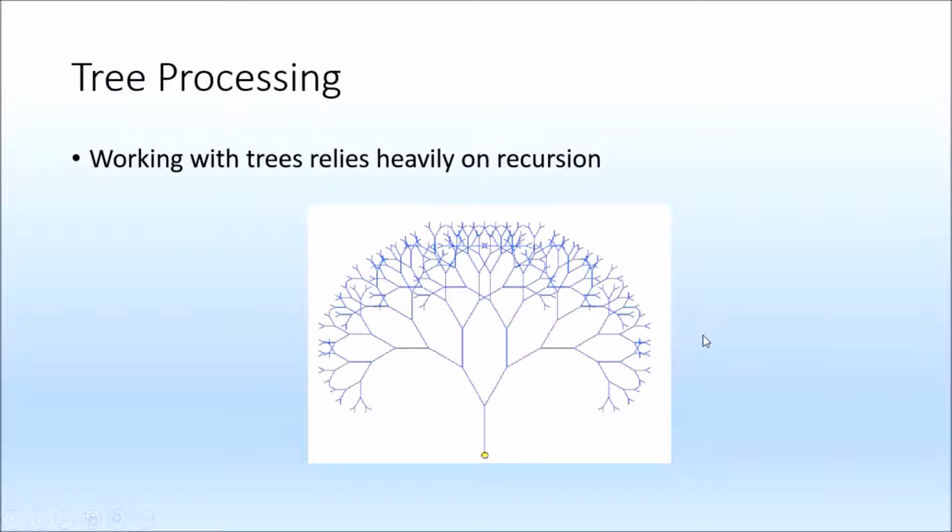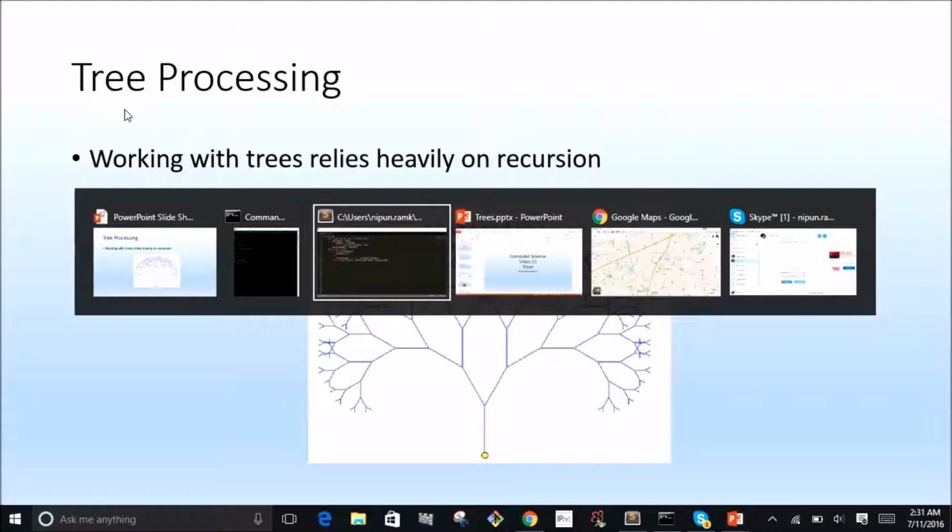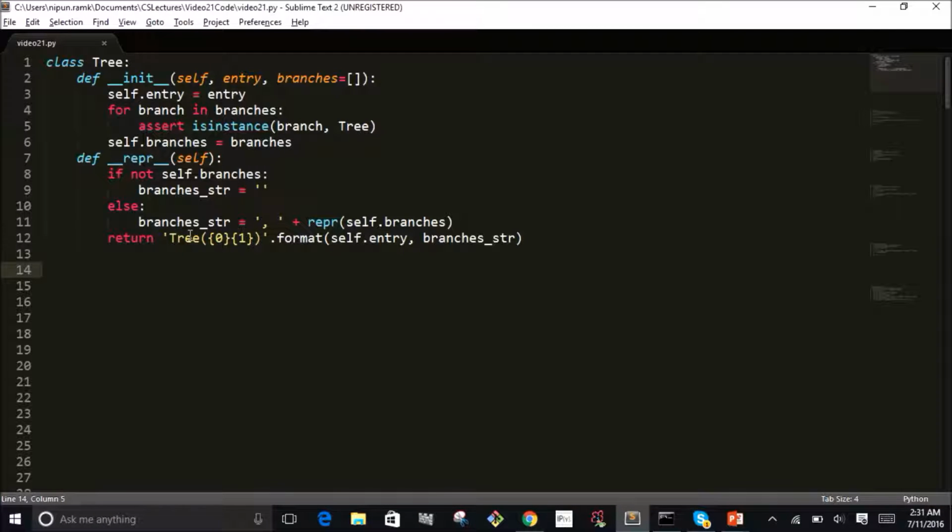So let me get rid of that pen. And now we're just going to work on tree processing. What we mean by tree processing is working with problems that relate to trees. And working with trees actually relies heavily on recursion, because at the end of the day, every single branch of a tree is also a tree. So we can use that to our advantage, because every branch is a simpler problem of the entire tree itself. So recursion is a natural way to handle that. And actually, all the problems today are going to be recursive, except for a few easy ones. So let's look at some tree problems.